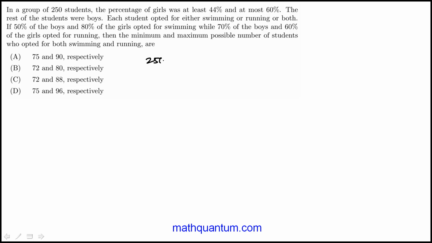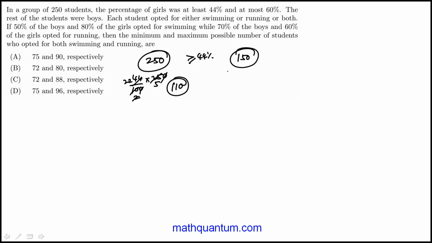So here we're told that there are 250 students and the percentage of girls was at least 44%. So we can do 44% of that. You can use a calculator here. That's 5 to 22, so that would be 110. And then 60% would be 150. So this is the least, that's the max.